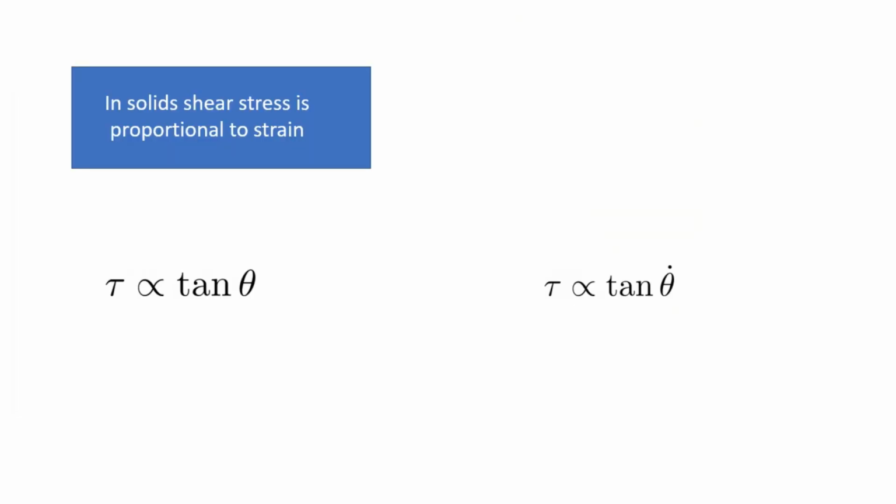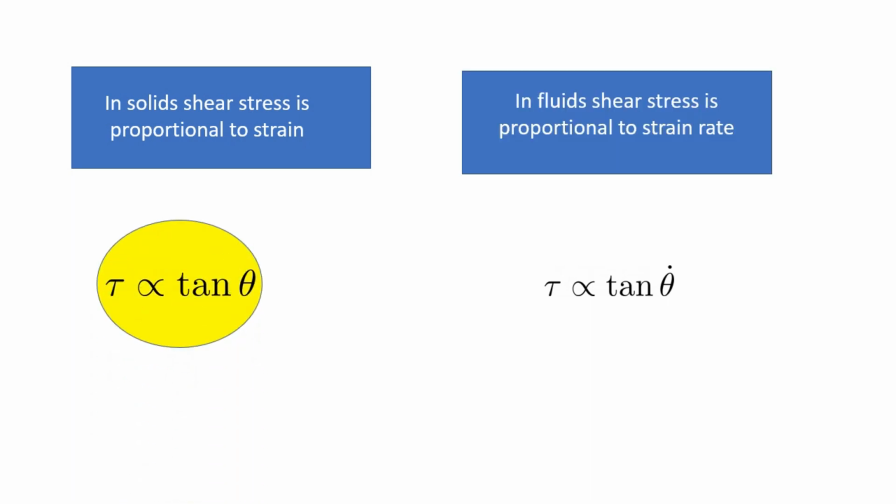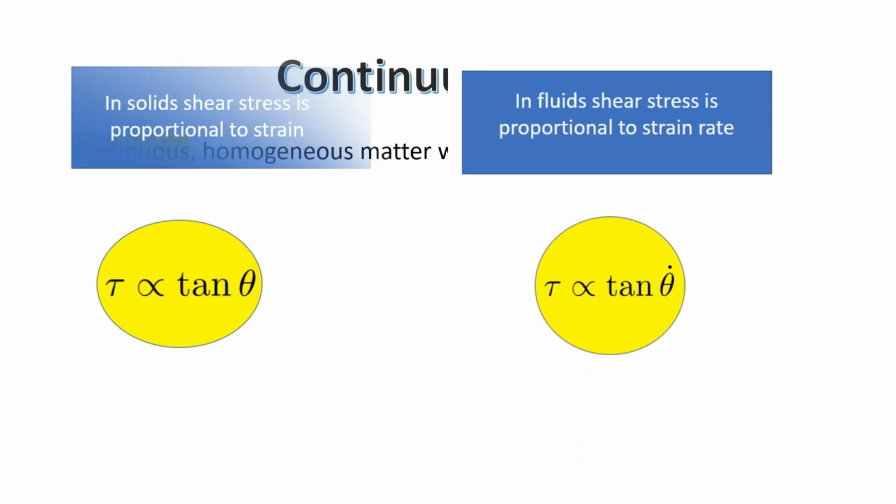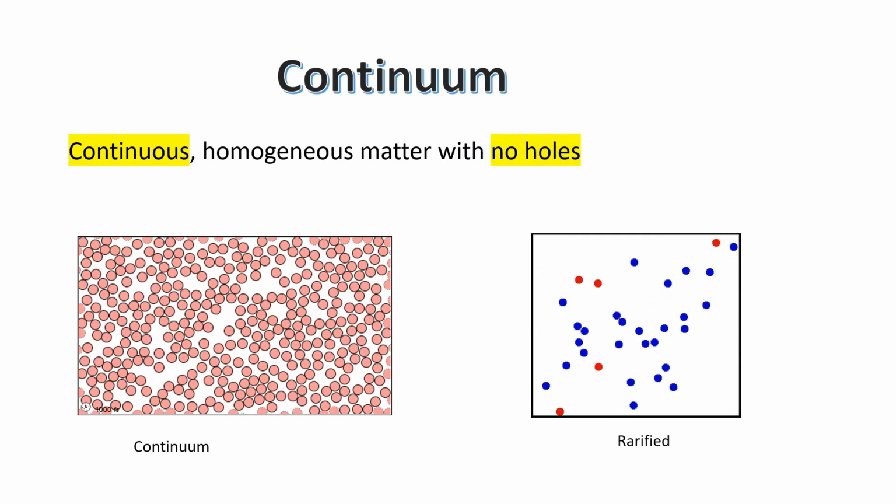In solids, shear stress is proportional to strain. That is, tau is directly proportional to tan theta. In fluids, shear stress is proportional to strain rate. That is, tau is directly proportional to tan beta dot.